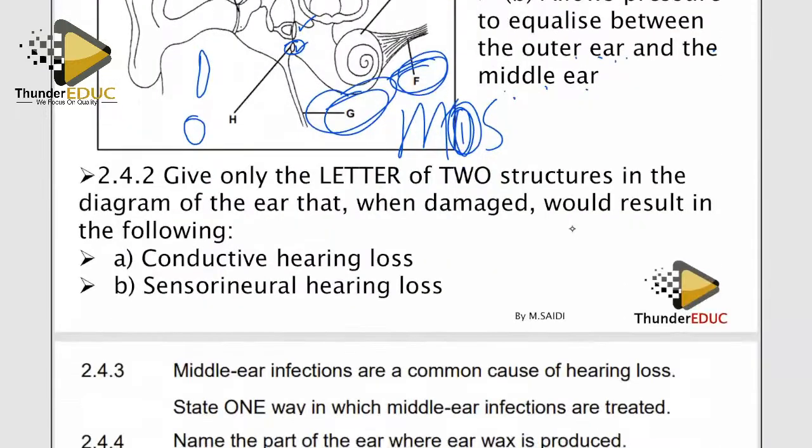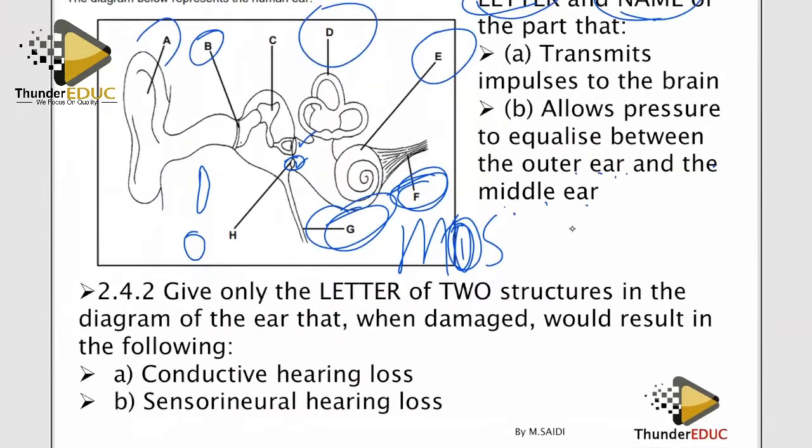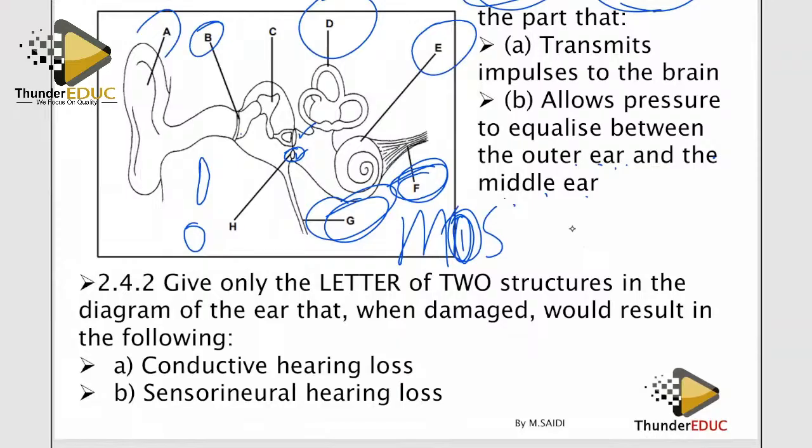Give only the letter of 2 structures in the diagram of the ear which, when damaged, would result in the following. Number 1, conductive hearing loss. B, E.